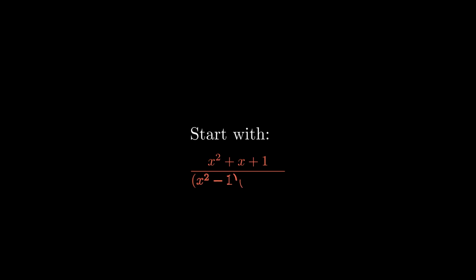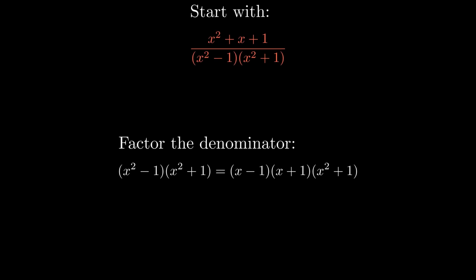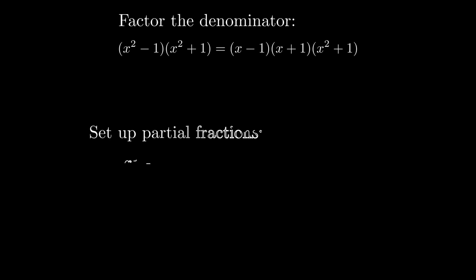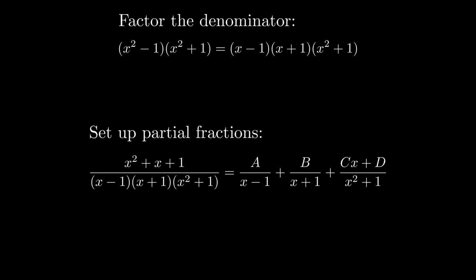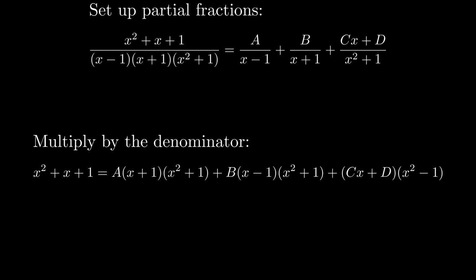We start with x squared plus x plus 1 over x squared minus 1 times x squared plus 1. We factor x squared minus 1 into x minus 1 times x plus 1. Now we set up the partial fractions with constants a, b, c, and d. We multiply both sides by the denominator to remove the fractions.